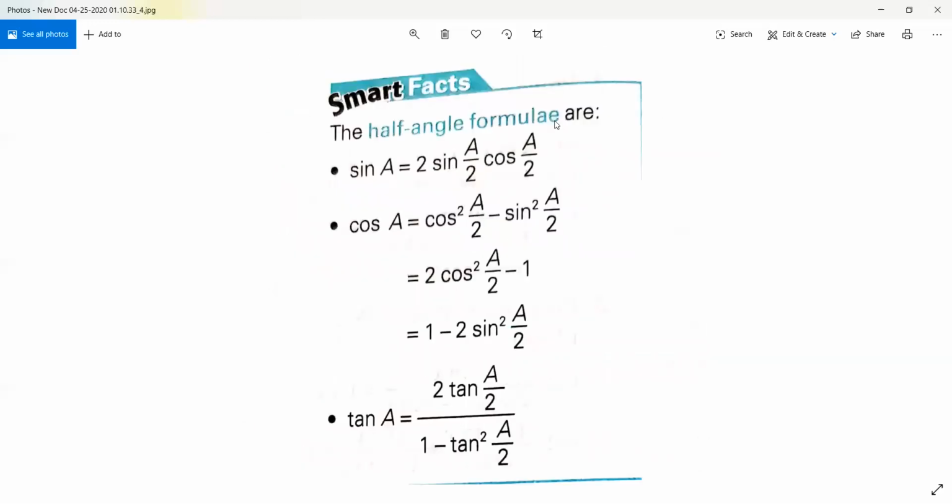So your half angle formula will be in this way. There's a rare chance you are using the half angle formula, but it's the same as your double angle formula. It's just that we are going to divide the angle into half.